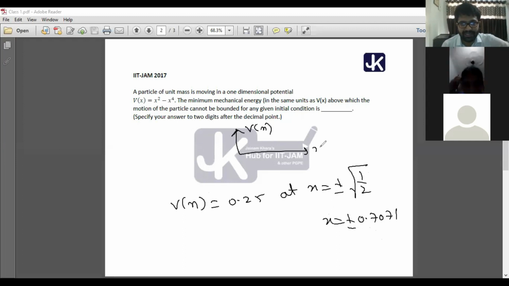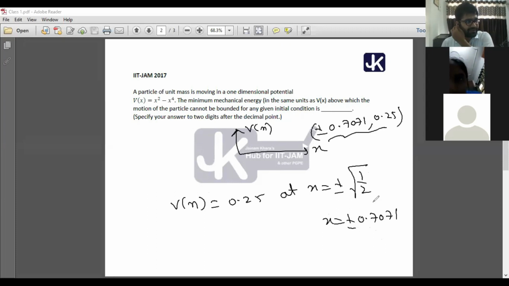V of x comma x. What will be the coordinates? Along x-axis, we have plus or minus 0.7071, and along y-axis we have 0.25. Write these coordinates as well, and then I will show you the graph live.